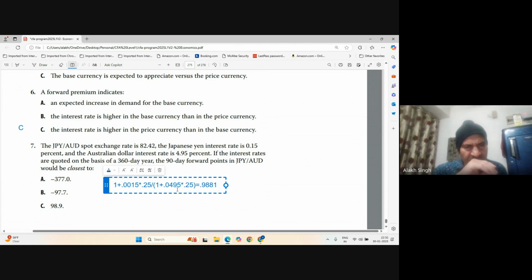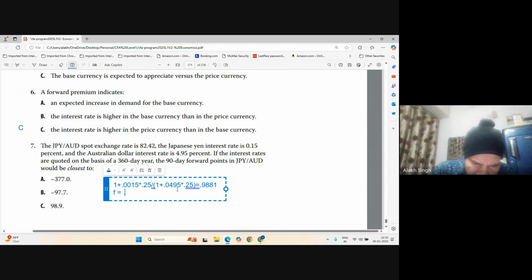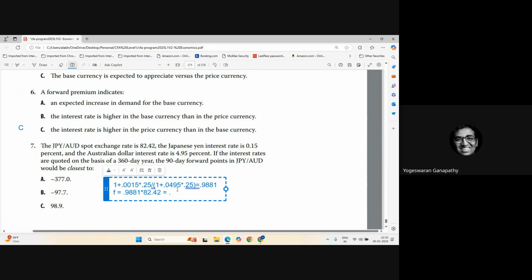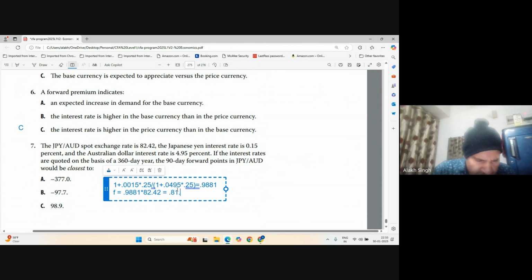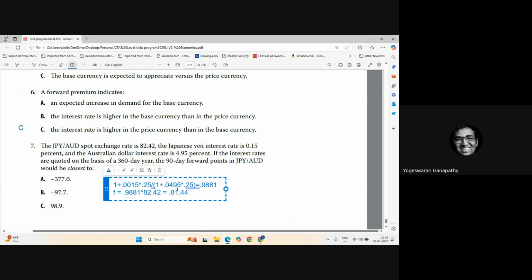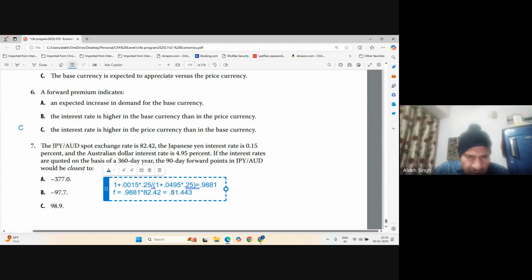And then we will deduct from this and multiply by 10,000. So what would be the exchange rate? The forward rate F is equal to 0.9881 times 82.42. So how much is this? 81.443. Yes, 81.443, not 0.81.